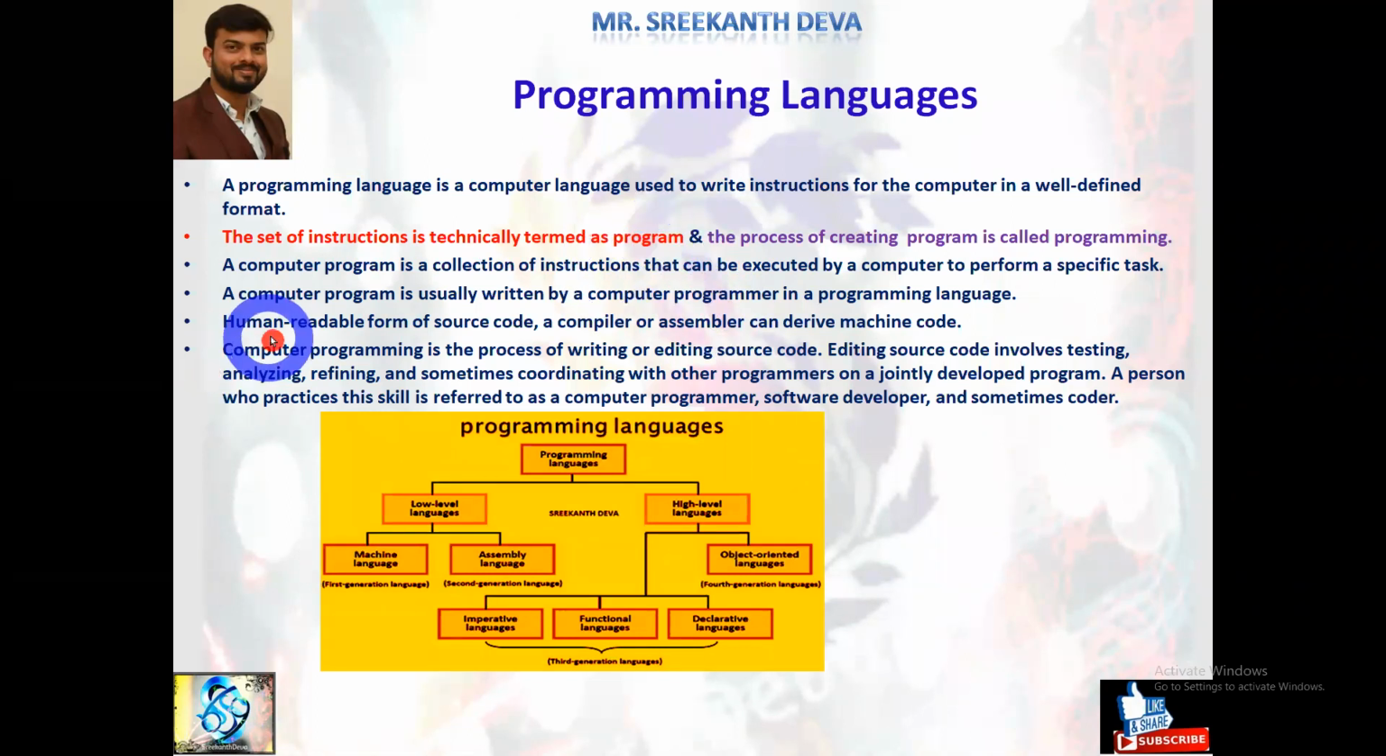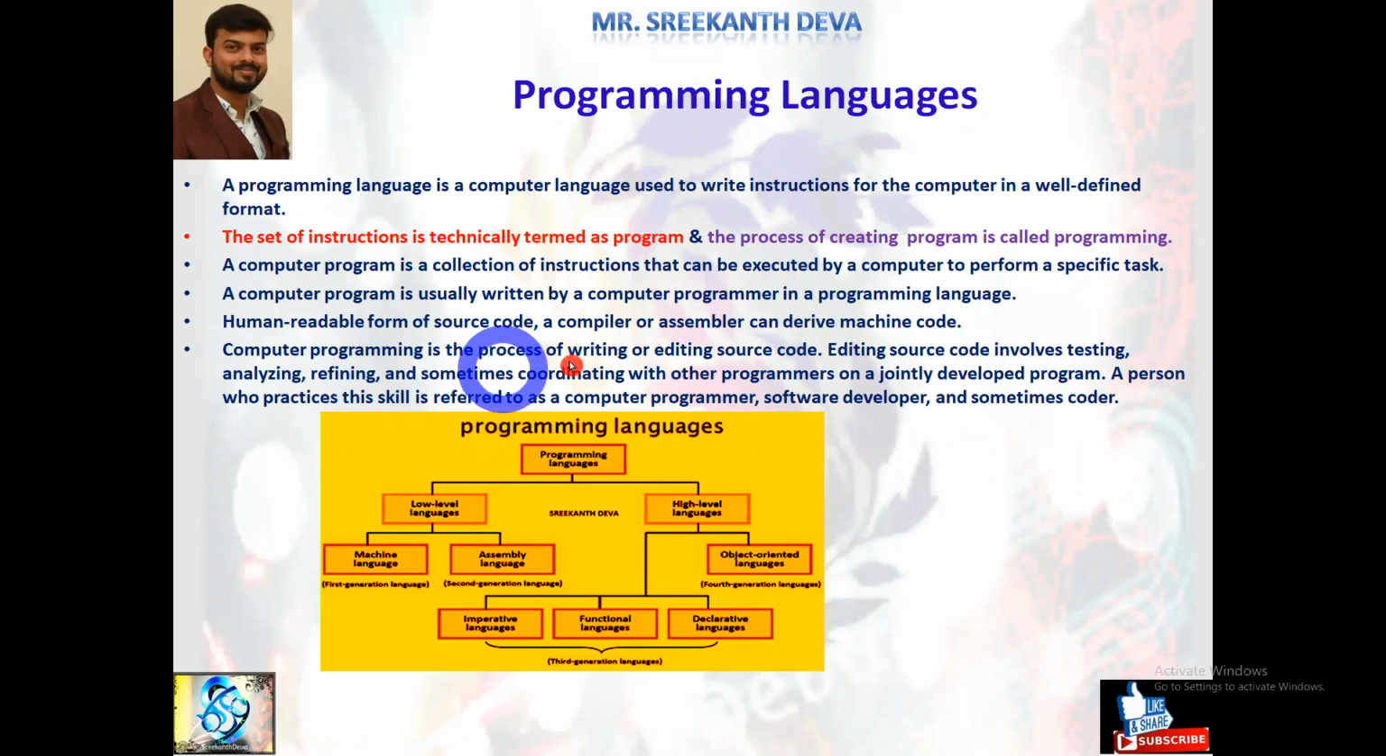Here, human readable form is source code. Source code is always what? High level instructions, user understandable instructions. That is nothing but source code. A compiler or assembler or language translator can deliver machine understandable code, converting source code into machine understandable code. It is converted by the language translators like compilers, assemblers, and interpreters.